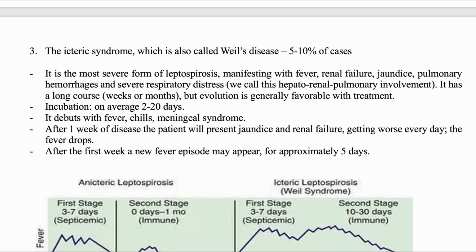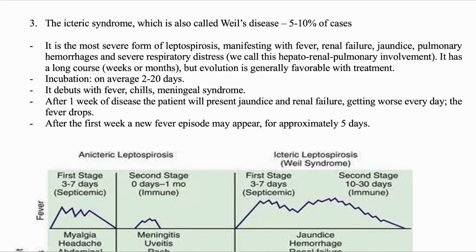The third form of disease is the icteric syndrome, which is also called Weil's disease. It happens in 5 to 10% of cases. It is the most severe form of leptospirosis, manifesting with fever, renal failure, jaundice, pulmonary hemorrhages, and severe respiratory distress. We call this the hepatorenal pulmonary involvement. It has a long course of weeks to months, but evolution is generally favorable with treatment.